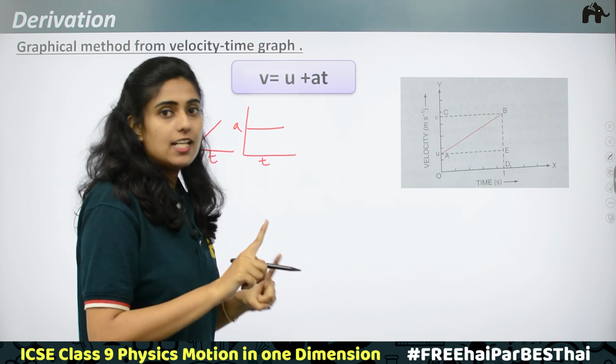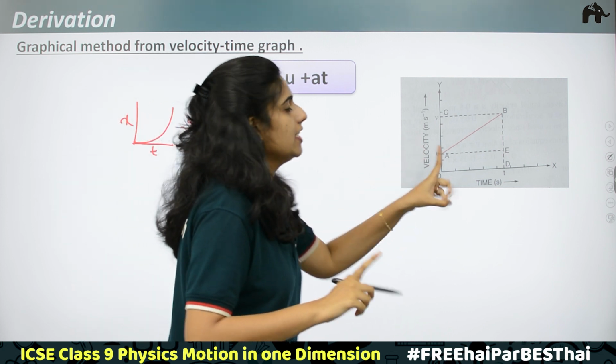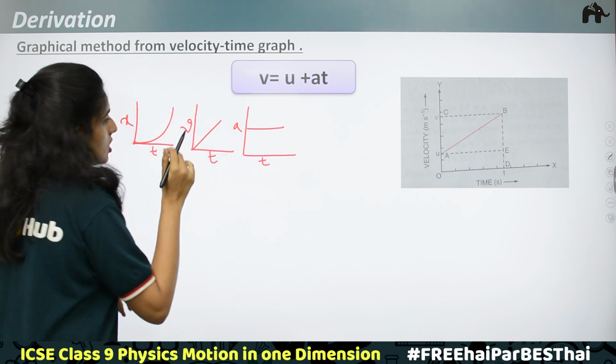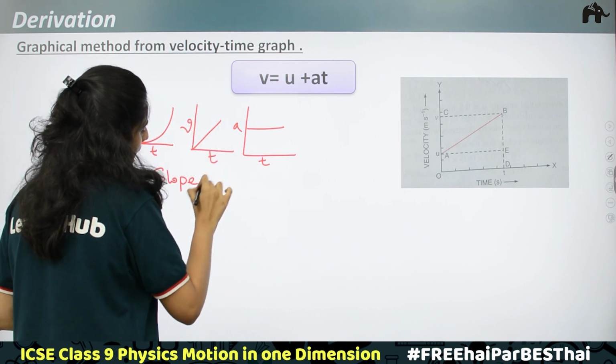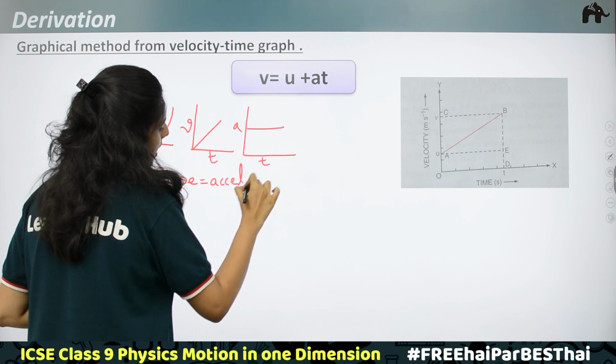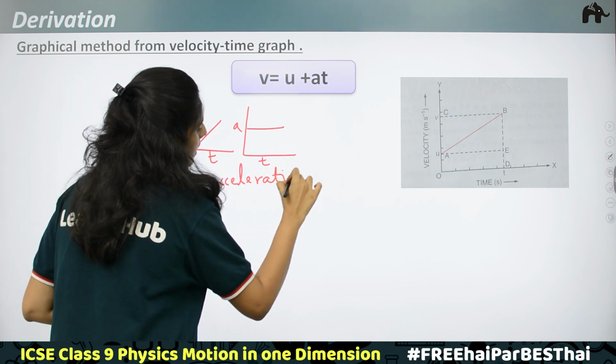Similarly, acceleration is the slope of the velocity time graph. Okay, acceleration is the slope of the velocity time graph. So, slope is equal to acceleration. So, if you have this idea, you can easily do the derivation.